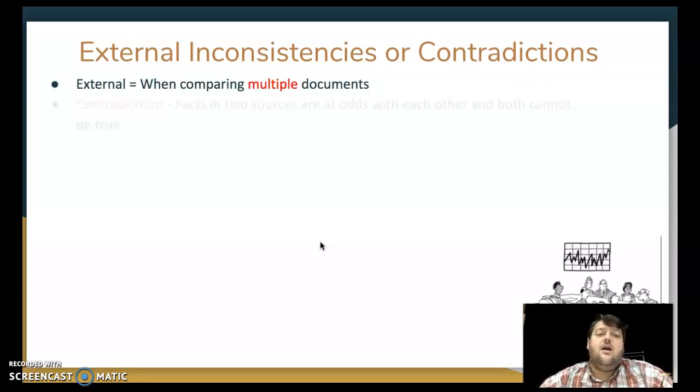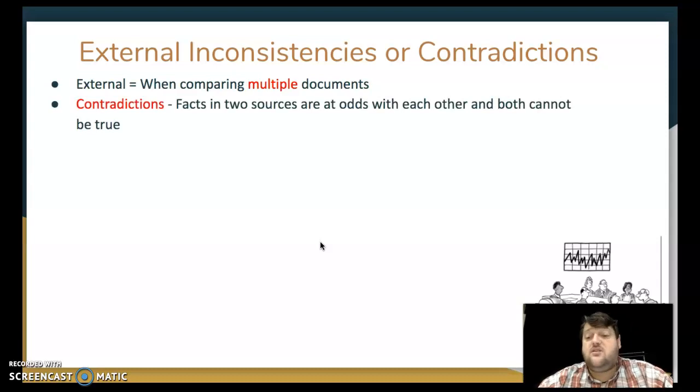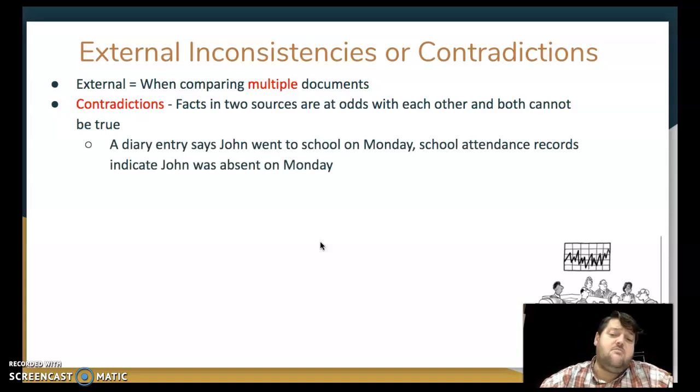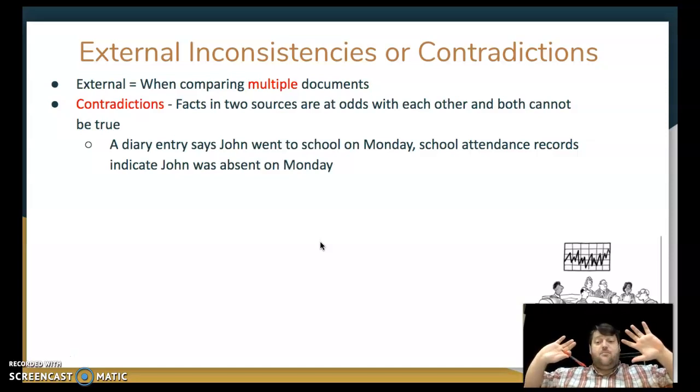Okay? So an external contradiction is when you find two sources, they say different things, and they cannot both be true. Okay? This is why we often check several sources before we write an account. Okay? A diary entry says John went to school on Monday. School attendance records say John was absent on Monday. Okay? Those are two different documents, two different sources. They cannot both be true. Now what do you do? Well, you investigate each one individually and find out which one has to be wrong. You don't have to throw them both out. Okay? But you do have to check in and say, well, the diary must be wrong because I found three other sources that say John was absent. Okay, so you start checking other things.